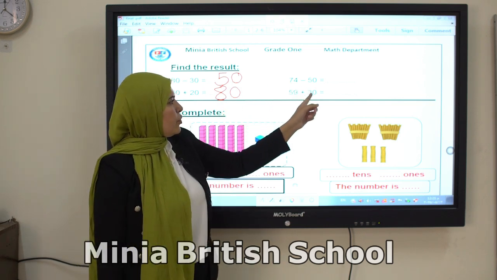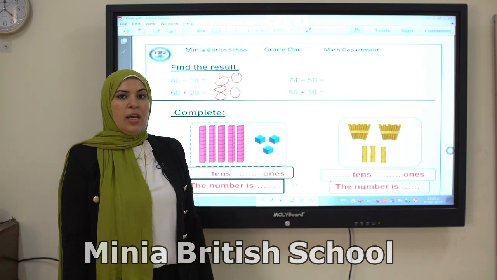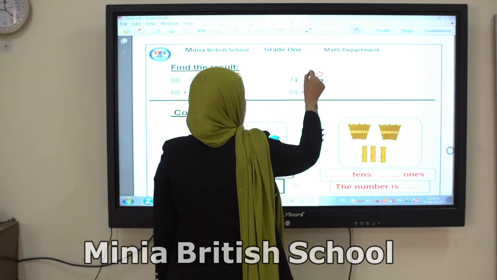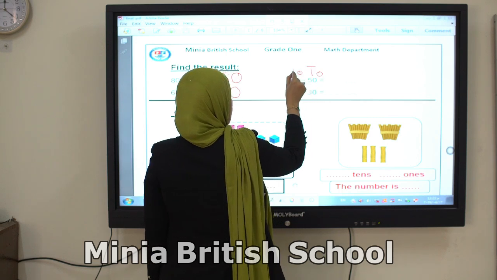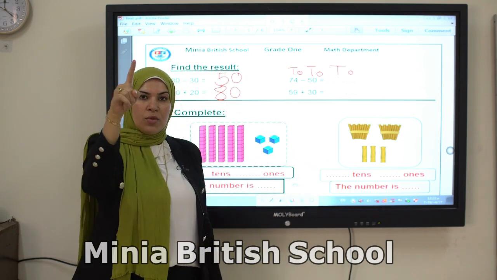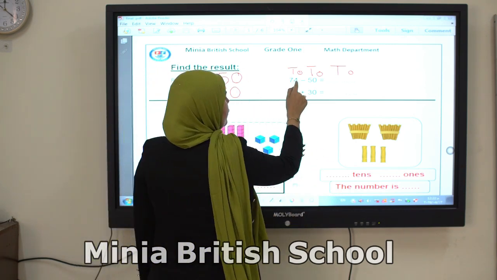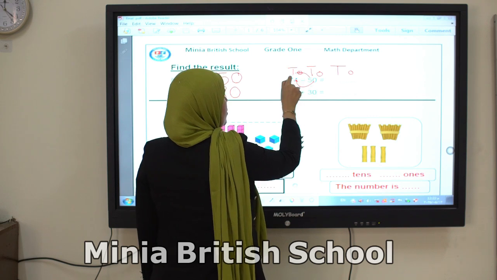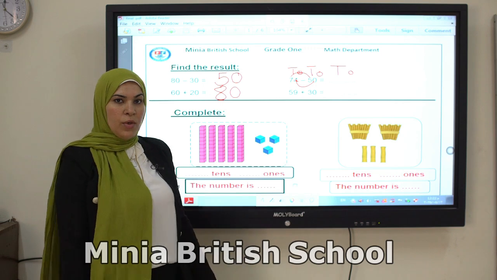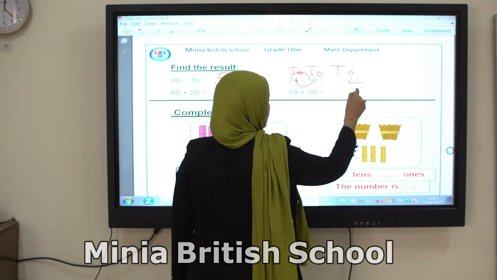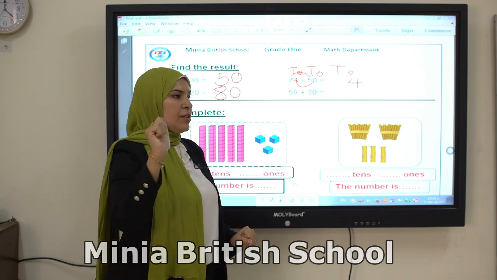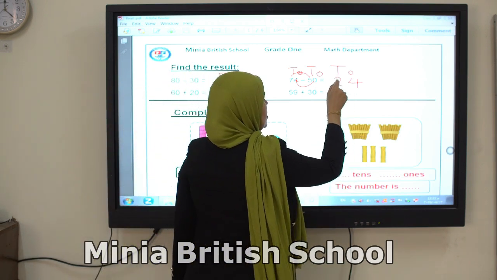Here, 74 minus 50. Here we have a different question. In this question, write OT above all the numbers and the space. Okay? And here, match ones with ones, tens with tens. 4 with 0, 7 with 5. Okay? And start with ones. 4 minus 0 equals 4. 7 minus 5, after 5, 6, 7. So the answer is 24.